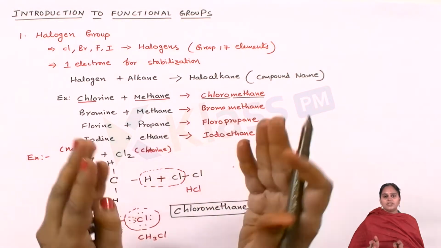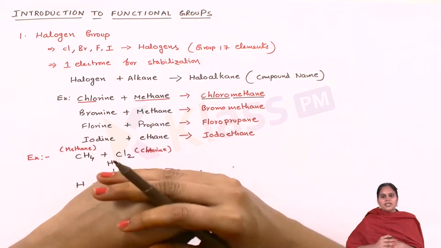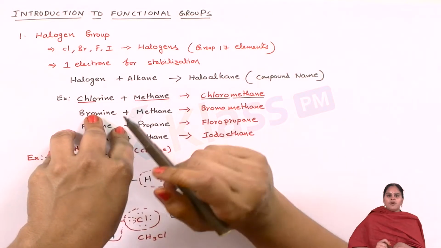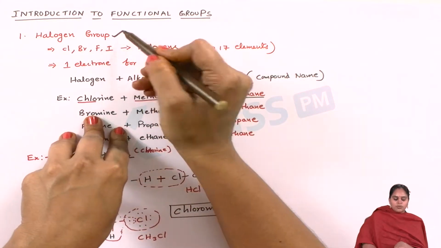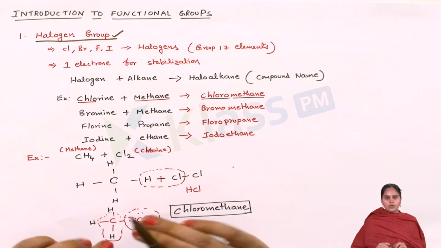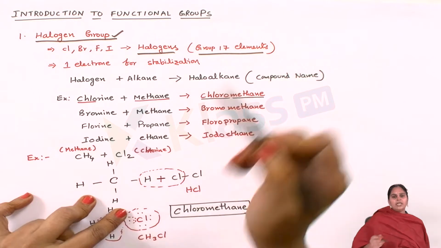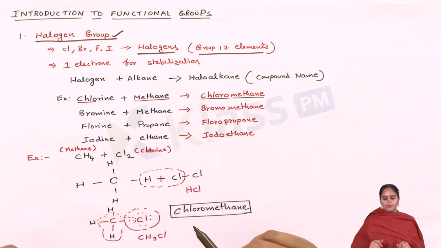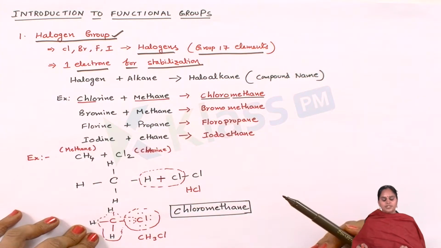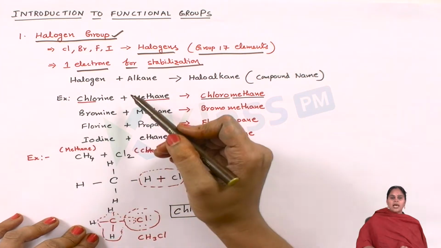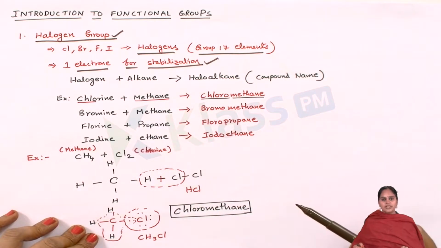Coming to the functional groups, just now we were talking about functional groups. What are these functional groups? Let us have an iteration about this. First and foremost, the one that comes in carbon compounds is the halogen group. What are halogens? Chlorine, bromine, fluorine, iodine. These are called halogens. These are group 17 elements in the periodic table. Check this one: electron for stabilization. What do they need? All these halogens need 1 electron for their stabilization.